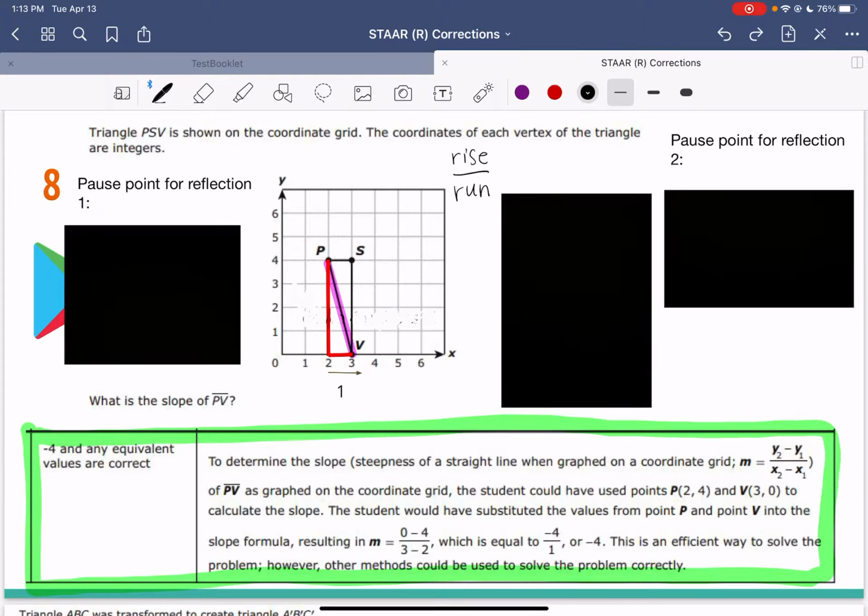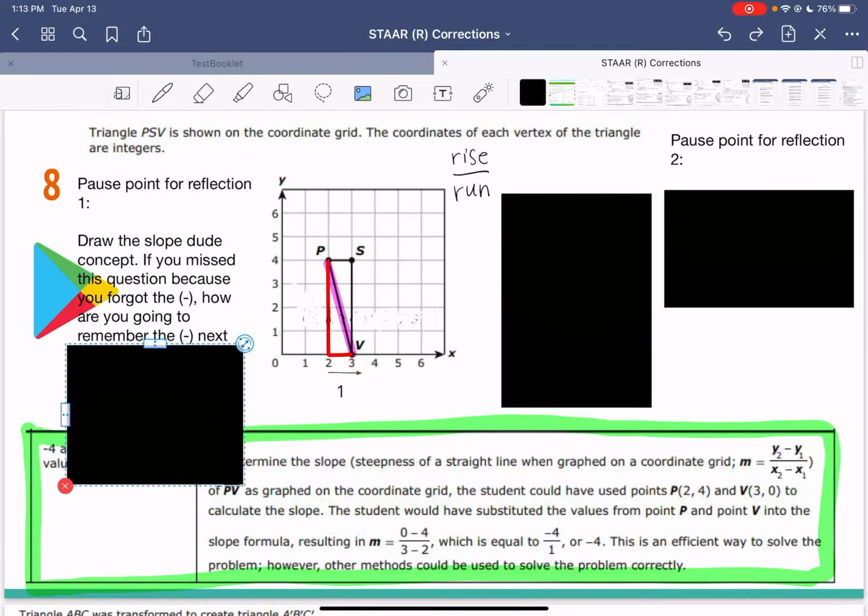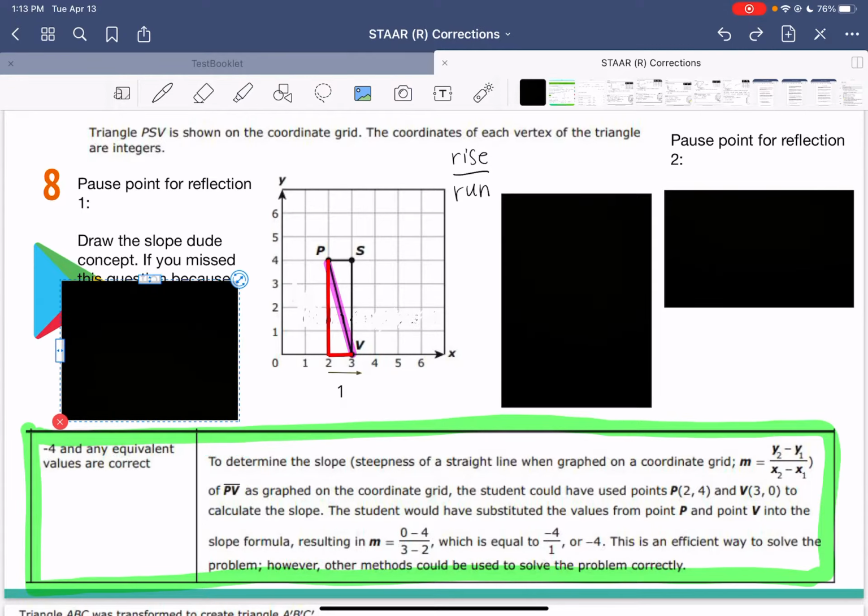And so before I get started, pause point for reflection 1 is going to be: draw the slope dude concept, and if you missed this question because you forgot to put the negative, how are you going to remember the negative next time? All right, so I'm going to go ahead and cover that back up.